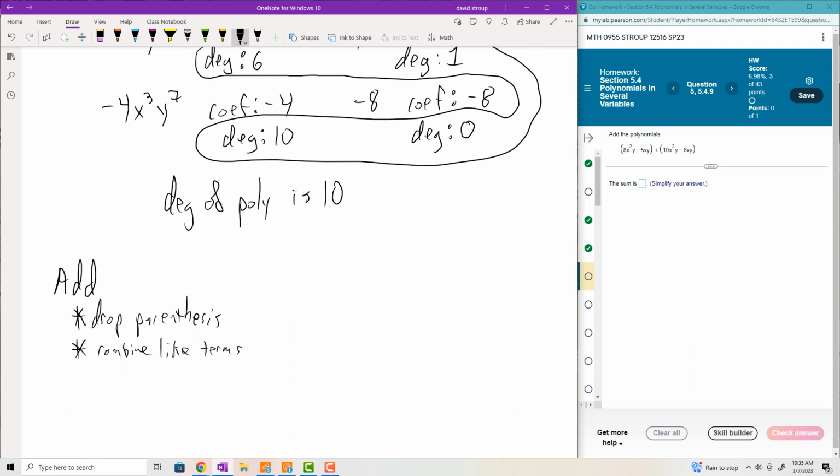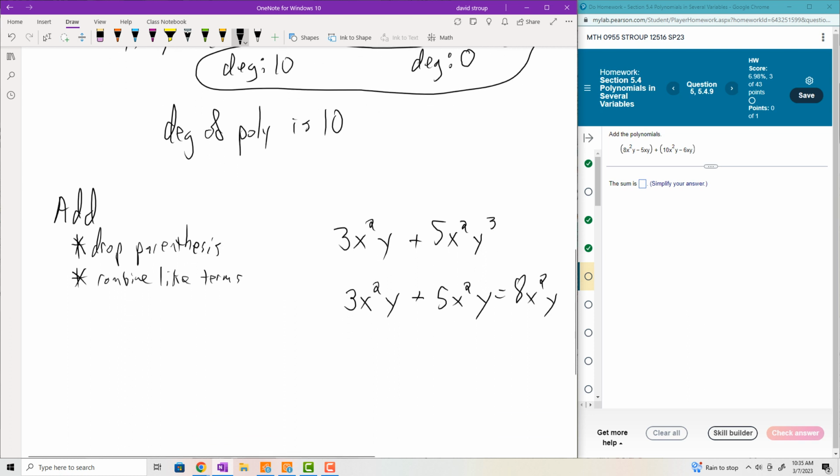Okay. So for like terms, if I have 3x squared y and then 5x squared y cubed, those are not like terms. The exponents on both variables need to be the same. So if I had 3x squared y and then 5x squared y, those would be the same. I could add those together and get 8x squared y. But it needs to have all the same variables with the same exponents for you to add them together. Okay? Okay, so let's look at 5. I'm going to automatically just drop the parentheses for addition. You could do that.